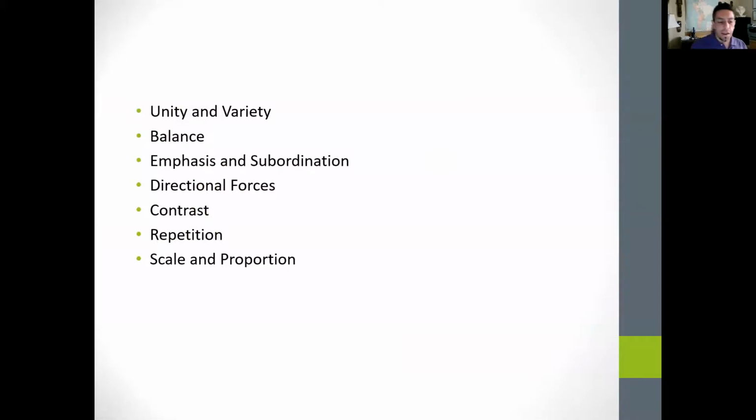Last but not least, we have scale and proportion. Once again, there are two elements. They're not specifically opposite from each other. These ones are much more complementary, but you have to understand what scale means and what proportion means, because a lot of times we talk about these things in art, and we need to make sure that we know what we're talking about and how to properly describe it. So let's talk about scale first.